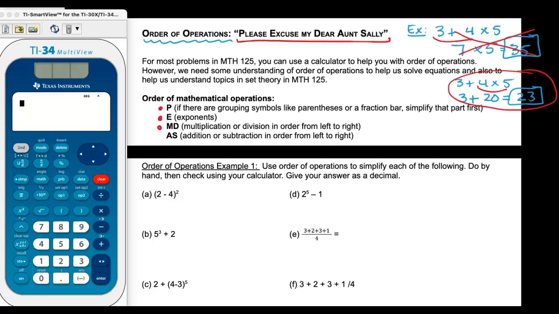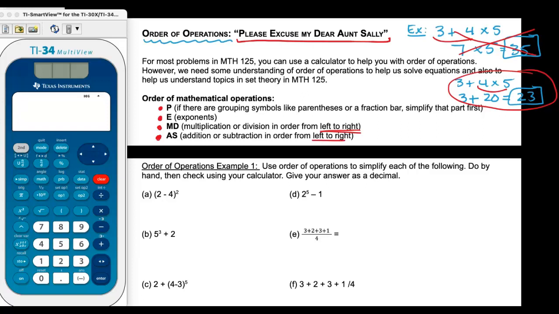And then you're going to work through multiplication or division, but you're doing that left to right. So even though M comes before D in the mnemonic, multiplication and division have equal priority. So you just have to work left to right. And then addition and subtraction also have equal priority. So you're going to work left to right with those also.